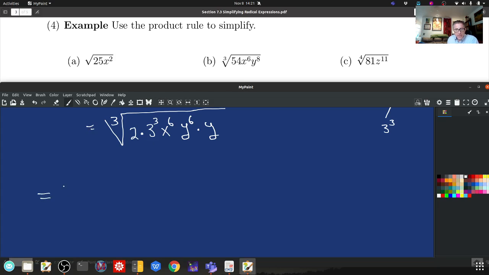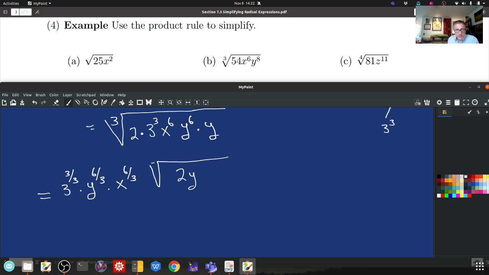Three to the 3rd can come out, but its existing exponent has to be divided by the index. Times y to the 6th, that can come out, but it has to be divided by 3, the index. I forgot x to the 6th. X to the 6th can come out, but it has to be divided by 3. And what's left in there? Just my 2 and my y.